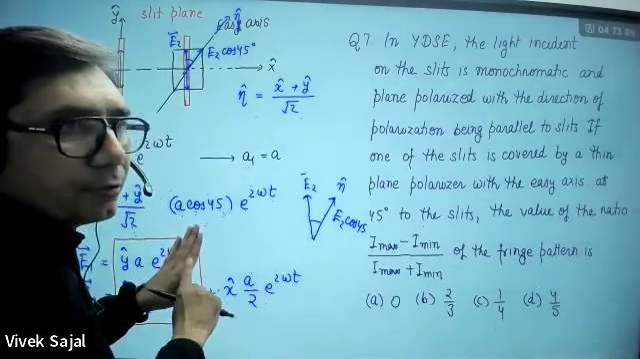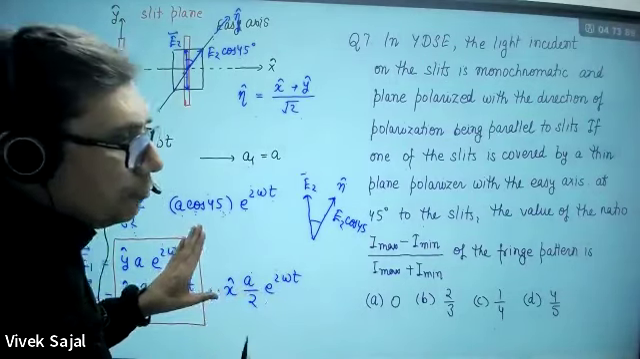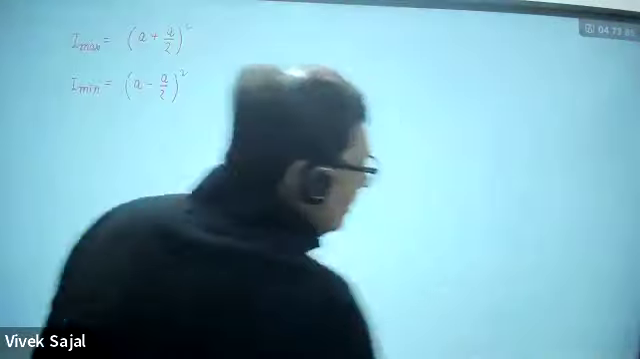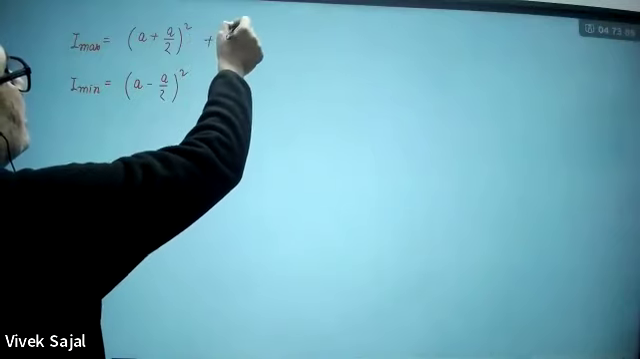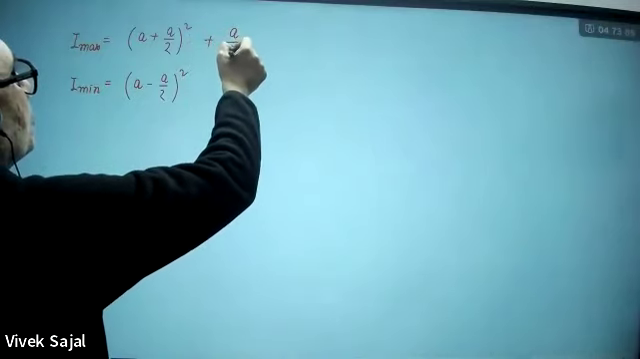That will be amplitude square. So (A/2) square. So what will be the intensity at the position of maxima? That will be plus (A/2) square.